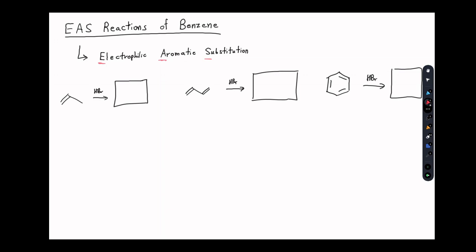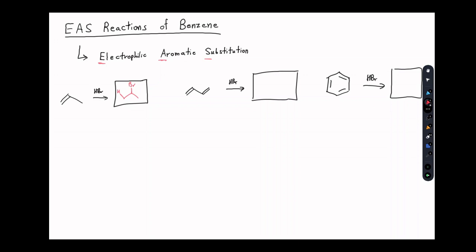As discussed previously, when you take an alkene, an unconjugated or isolated alkene, and react it with HBr, you have the addition of a bromine to the molecule, as well as a hydrogen. That's in the Markovnikov position.